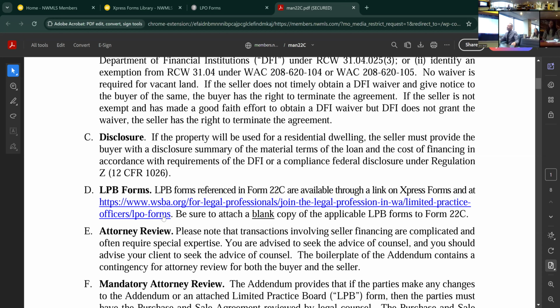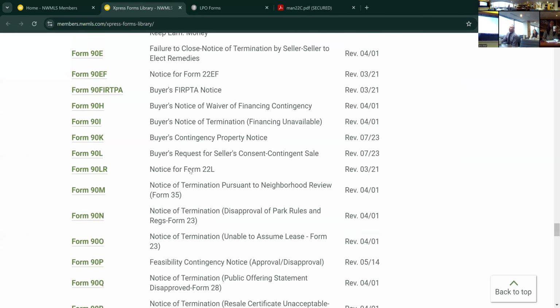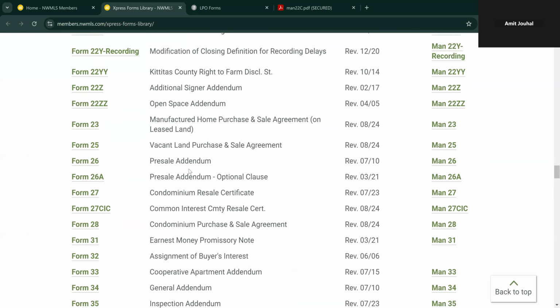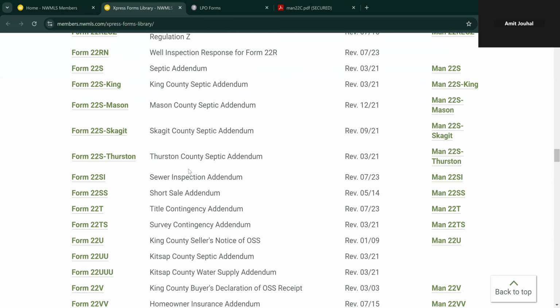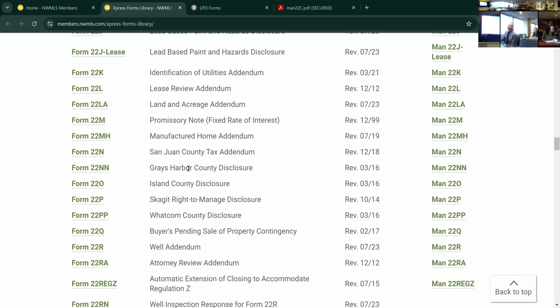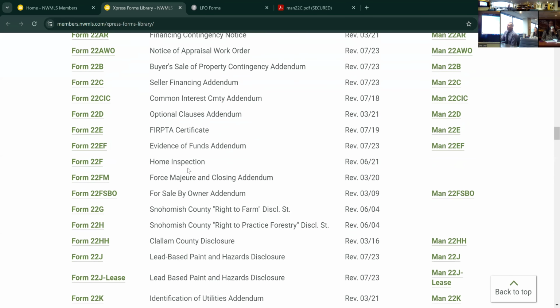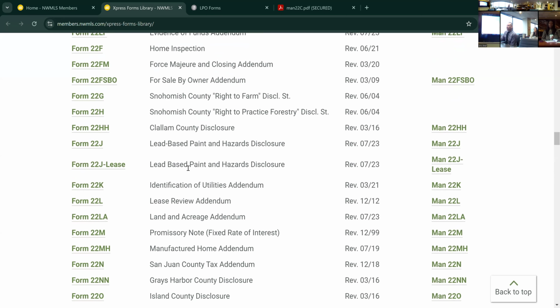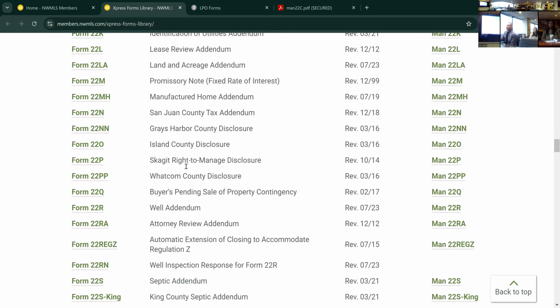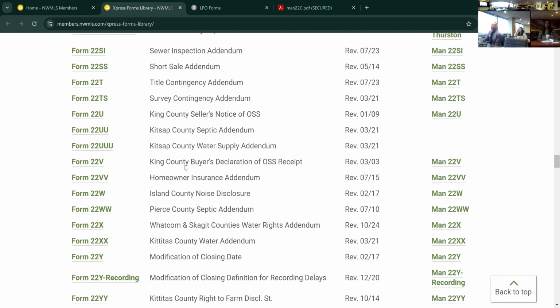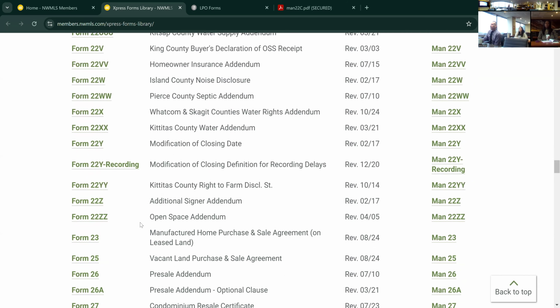Yeah, well, Form 23 is, go back up here. That was revised in August of 2024, so it's pretty recent. No, that's just, Form 23 is a manufactured home purchase and sale. But, yeah, that's different.